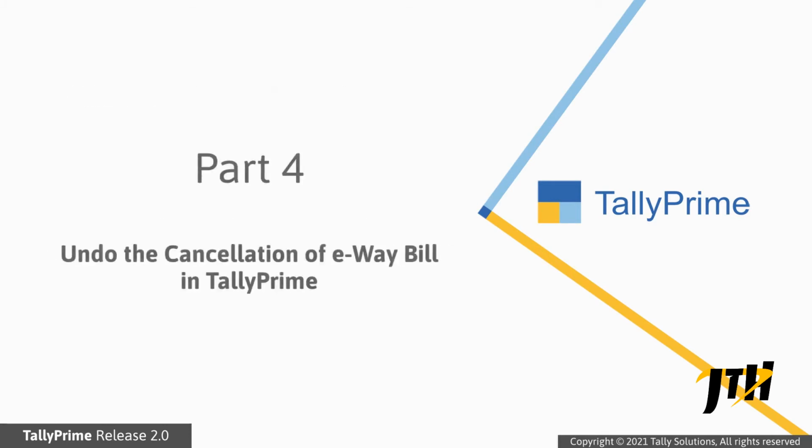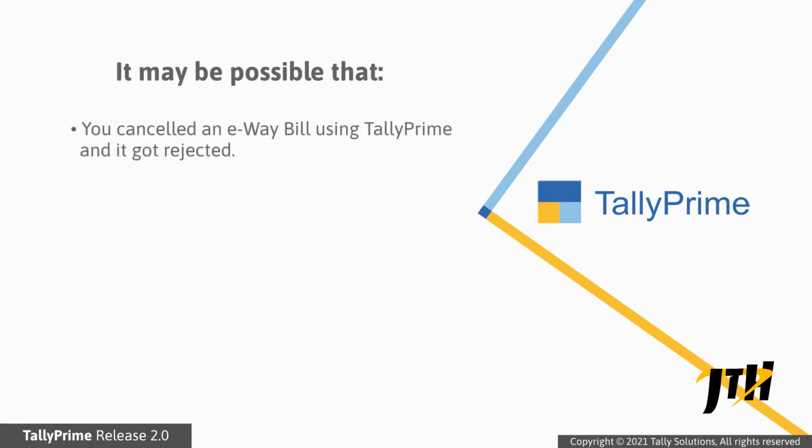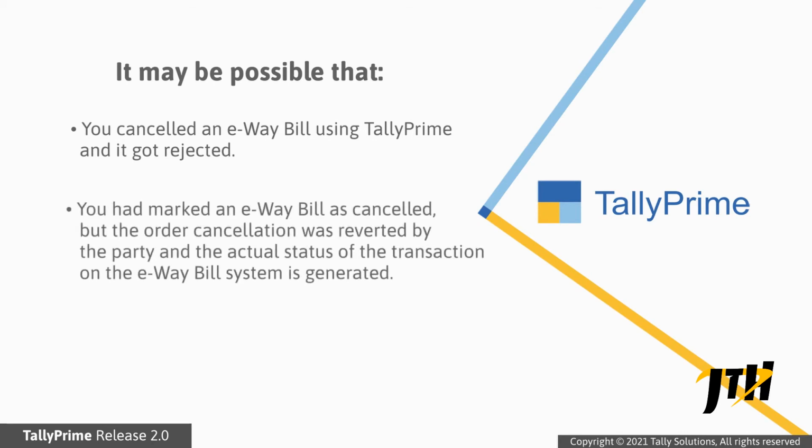Now, let's learn how to undo the cancellation of e-way bill in Tally Prime. It may be possible that you cancelled an e-way bill using Tally Prime and it got rejected. The transaction will be in rejected by e-way bill system. You may also have marked the e-way bill as cancelled, but the cancellation was reverted and the actual status of e-way bill on the e-way bill system is generated.